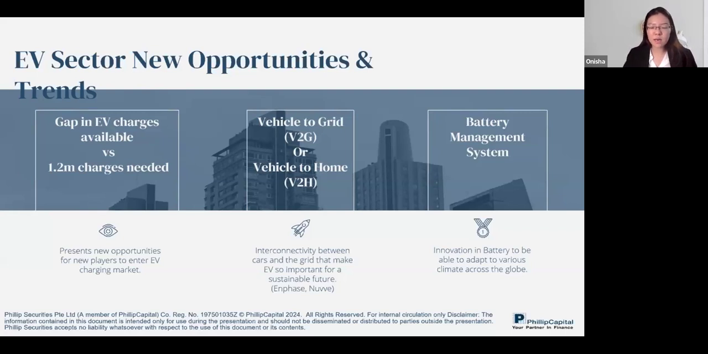Okay, so the last thing is the battery management system, where a lot of the EV car manufacturers are looking into improving their batteries because they want to reduce the time it takes to charge, and hold more electricity or energy inside the battery so that people can use it for an extended period of time and drive a longer range. They also want to be able to adapt to different climates across the globe so that they can sell the EV to different kinds of regions. So these are the new opportunities and trends.